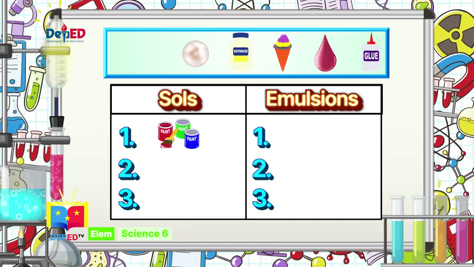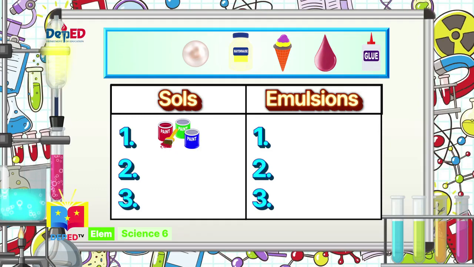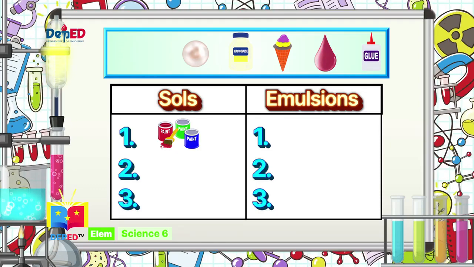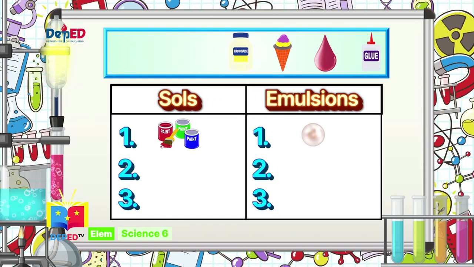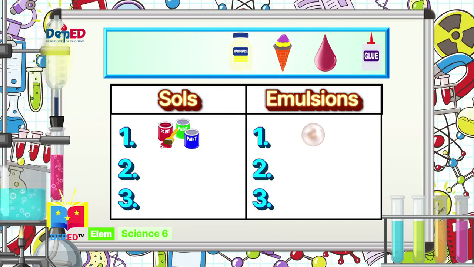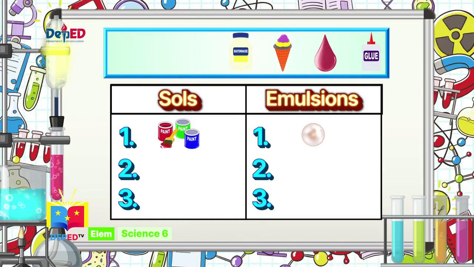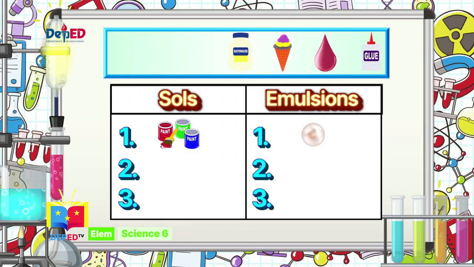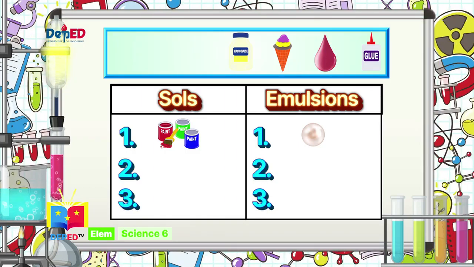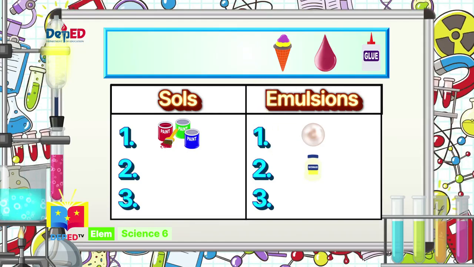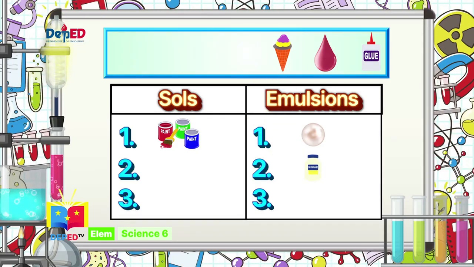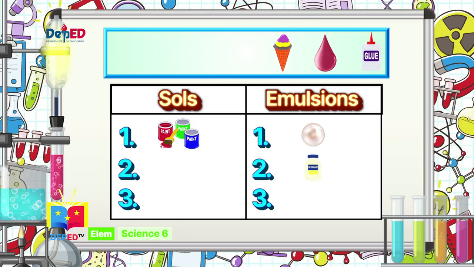Where should we put pearl? In Sol's column or Emulsion's column? Excellent! It is in the Emulsion's column. Where should we put mayonnaise? In Sol's column or Emulsion's column? Great! It is in the Emulsion's column.